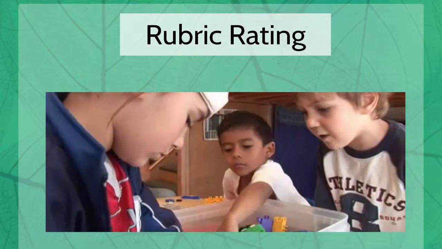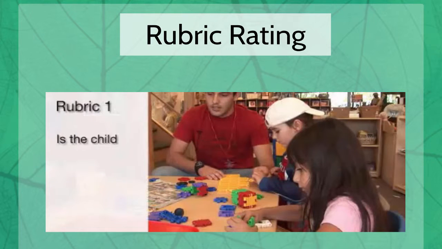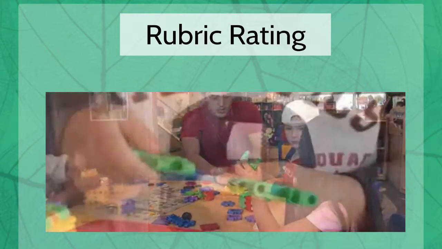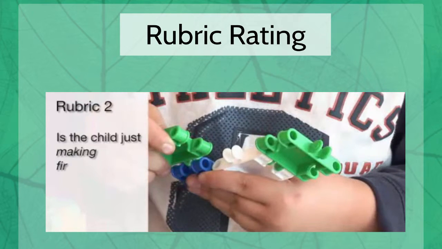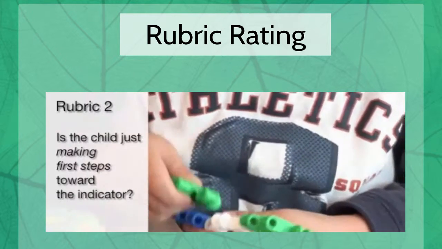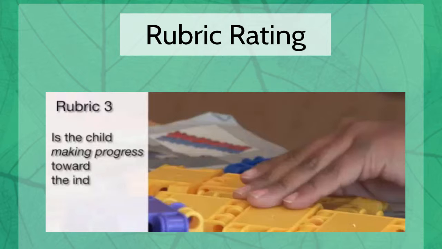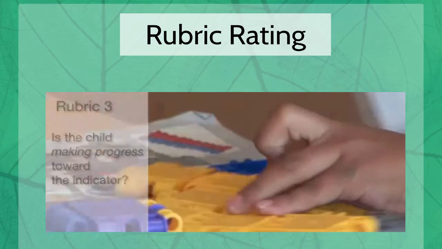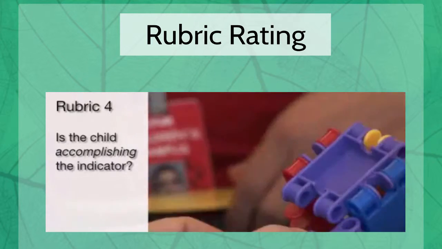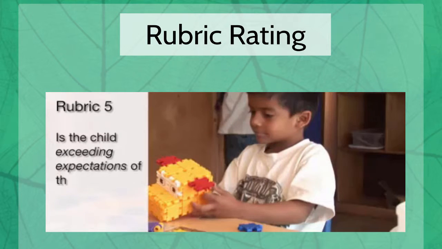Rubric ratings capture the small steps of a child's progress toward an essential indicator. 1. Is the child not yet demonstrating the indicator? 2. Is the child just making first steps toward the indicator? 3. Is the child making progress toward the indicator? 4. Is the child accomplishing the indicator? 5. Is the child exceeding expectations of the indicator?